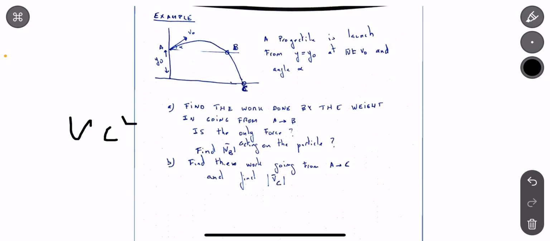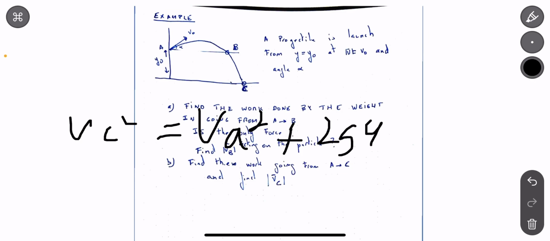squared equals vA squared plus 2gy, like that. And essentially, that's going to be the equation that we could use to solve for this problem of vC, which, yeah, right here. So that's the answer for B.